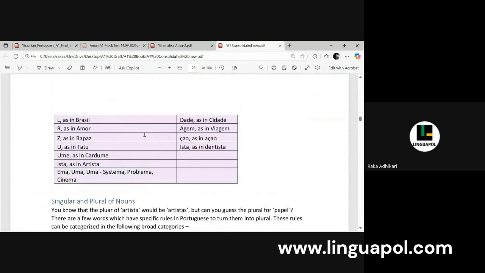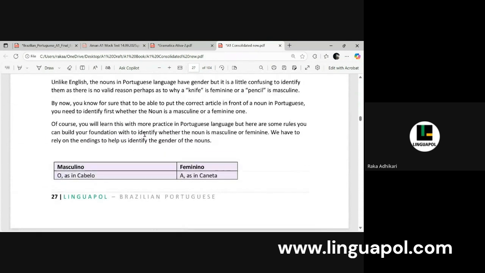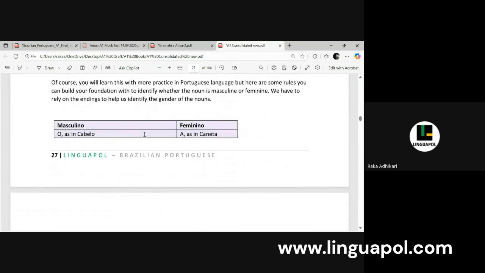So first, let's start with the gender of the noun. As I told you, we have only two genders in Portuguese, masculine and feminine. We will call it masculino ou feminino. The most common way to identify a masculine or feminine word is o and a. If any word ends with the letter o, then it is a masculine word. If any word ends with the letter a, then it's a feminine word.